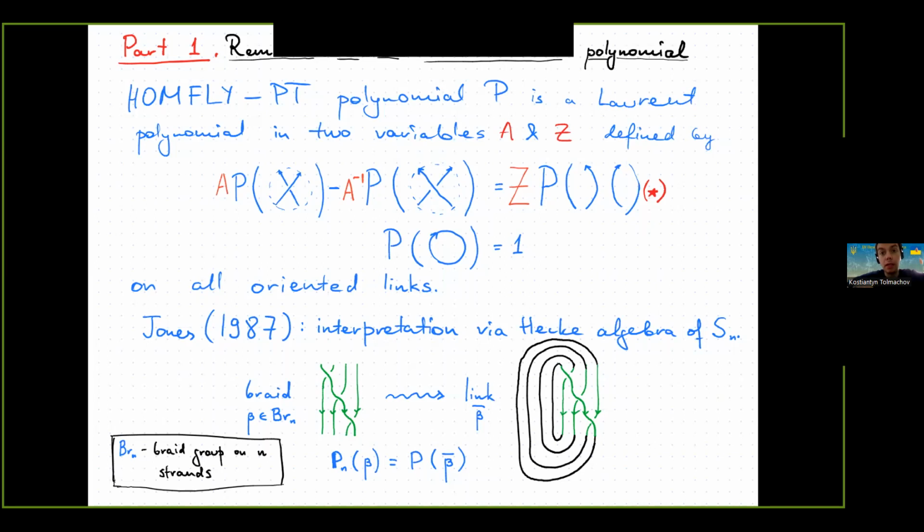And then to recover the Homfly polynomial, you take your braid, you close it up to obtain a link, and the invariant is given by this functional computed on the corresponding braid. And it is a theorem that the result does not depend on the braid if the resulting link is the same.